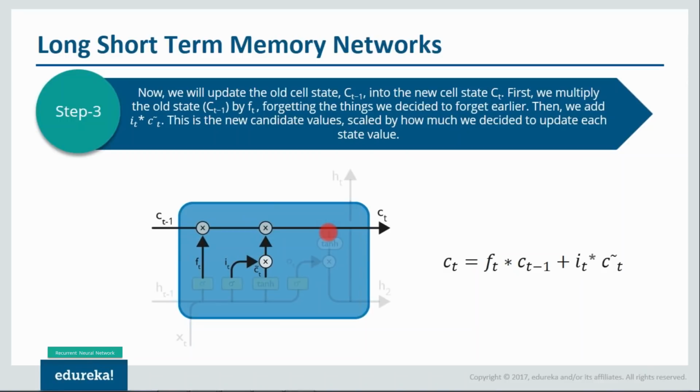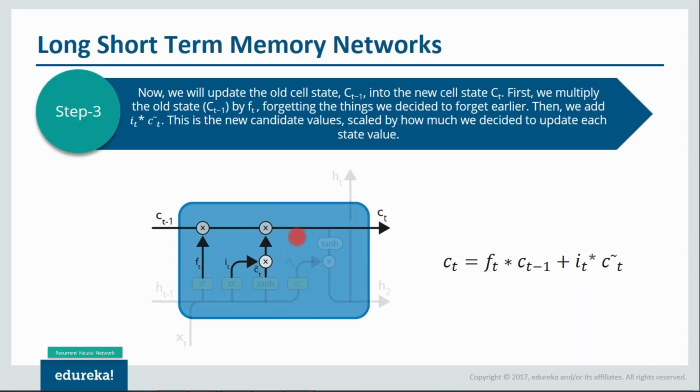So now is the time to update the old cell state ct-1 into the new cell state ct. In the previous steps we have already decided what to do. We just need to actually do it. So we multiply the old cell state ct-1 by ft that we got in the first step, forgetting the things that we decided to forget earlier. Then we add the term i t multiplied by c bar t, the new candidate values scaled by how much we decided to update each state value.